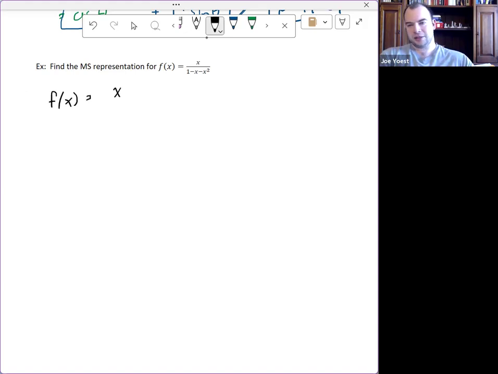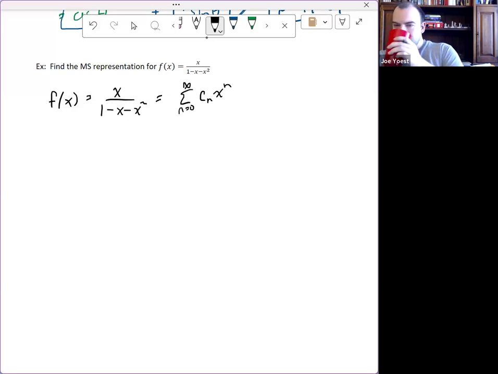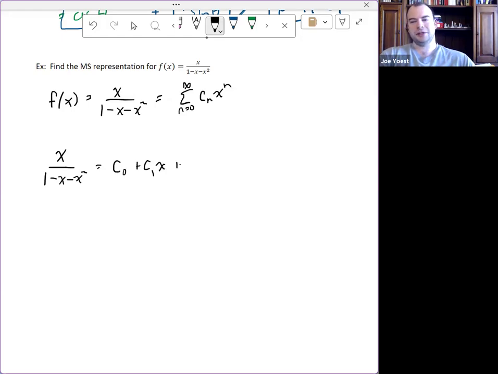So what is f of x? Well, on one hand, it's x over 1 minus x squared. And on the other hand, I want it to be the Maclaurin series. So it's the sum from n equals 0 to infinity of C_n x to the n. Or I have x over 1 minus x squared equals, well, if I expand out that right-hand side, that's like C naught plus C1 x plus C2 x squared, and so on. Or really what I see is I can multiply both sides by 1 minus x squared.